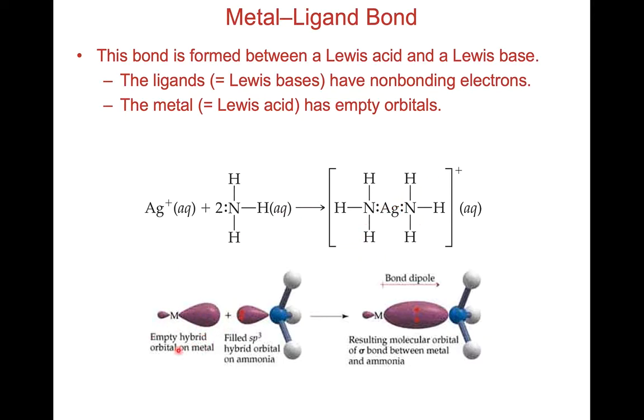cation. And so what's going on here is we have an empty orbital on the metal center. We have a filled orbital, in this case the one for the lone pair on ammonia, and that pair of electrons donates into the empty orbital on the metal.